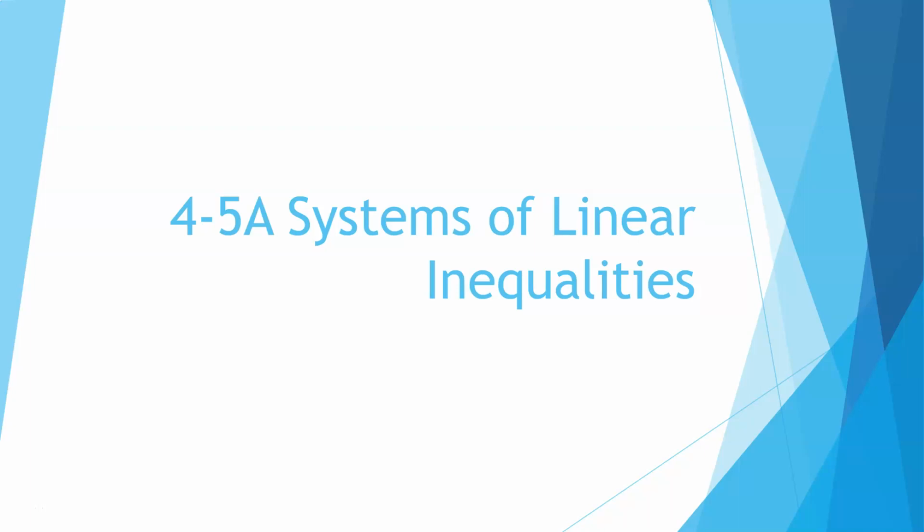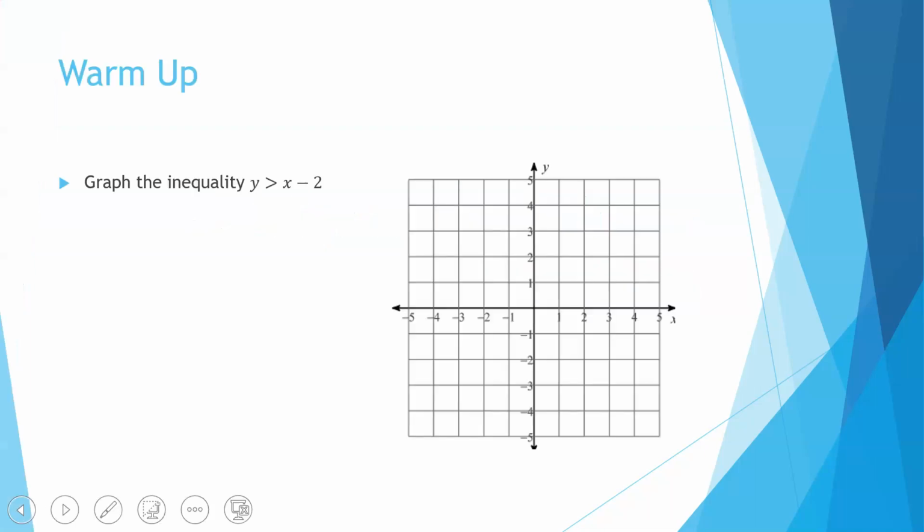Today we start our last section of Chapter 4. We're going to be looking at Section 4 of 5, Day 1, which is Systems of Linear Inequalities. Before we get going on systems of inequalities, I wanted to make sure we reviewed how to just graph a single linear inequality. So we're going to practice by graphing y is greater than x minus 2. Take a second and pause the video and see if you're able to do that on your own.